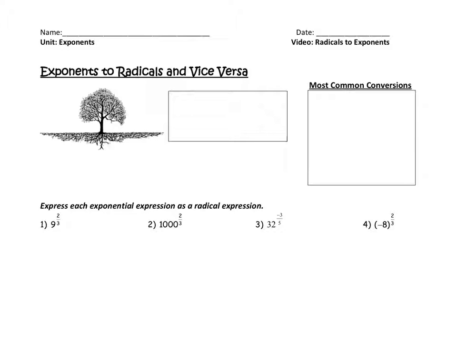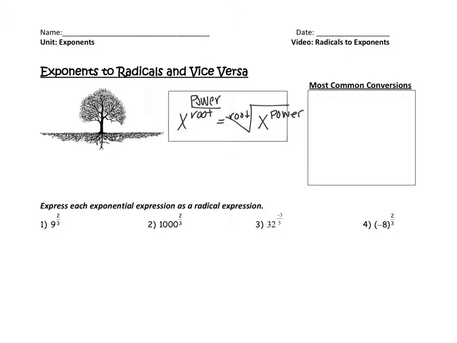Hi everyone, in today's lesson we're going to talk about how to convert exponents to radicals and vice versa. And we're going to use this diagram of a tree with roots below the surface to help us. So the rule says x to the power over root is equal to the root of x to the power.